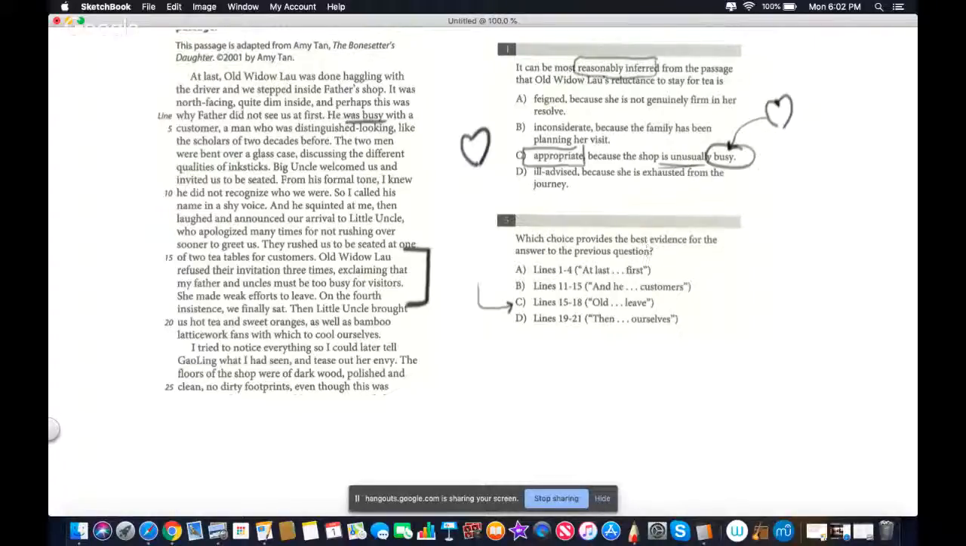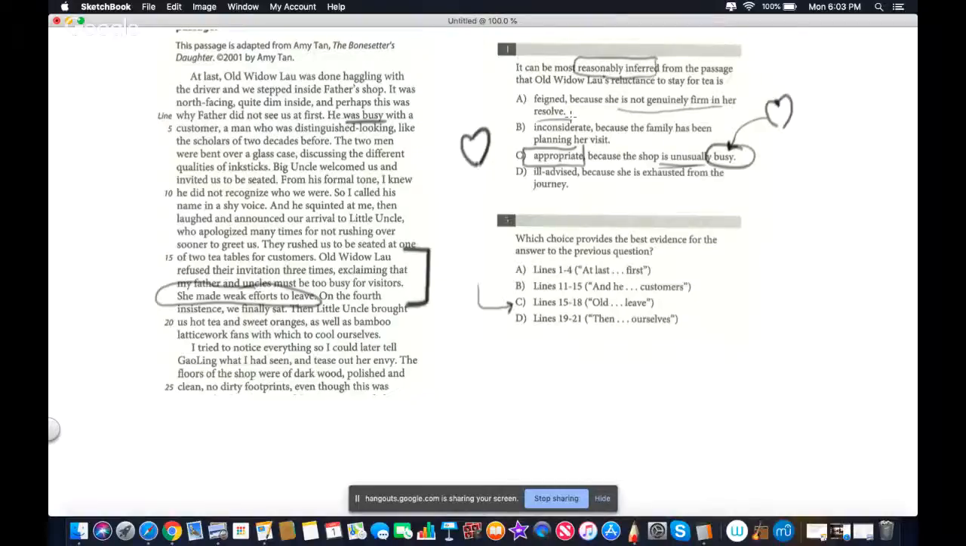Ultimately, what this evidence says, aside from the fact that they're too busy for visitors, is also this last piece. She made weak efforts to leave. So she's being overly polite. And most high school students don't know the word feigned, which means acting or pretending or faking. She feigned a reluctance to stay for tea because she's not genuinely firm in her resolve. She made weak efforts to leave.